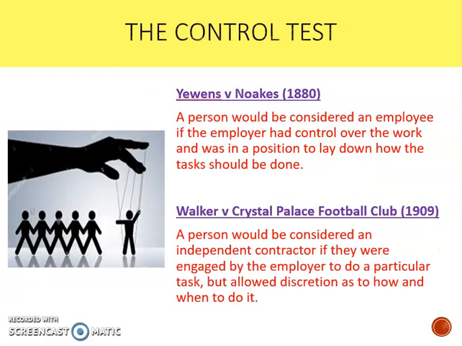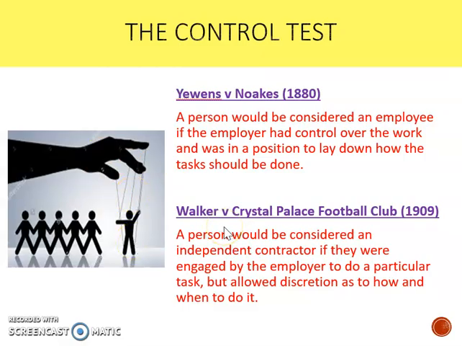So the oldest test for determining whether someone's an employee or not was the control test, and you can see it comes from a case from 1880, Ewins and Noakes. In this case, they said that a person's an employee if the employer had control over the work and could lay down how it should be done. So I like to imagine you're an employee if, it's not a nice way of looking at it, but you're a puppet for your employer. They tell you what to do and you do it.